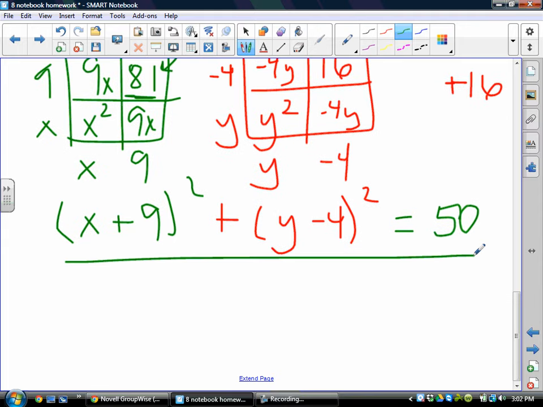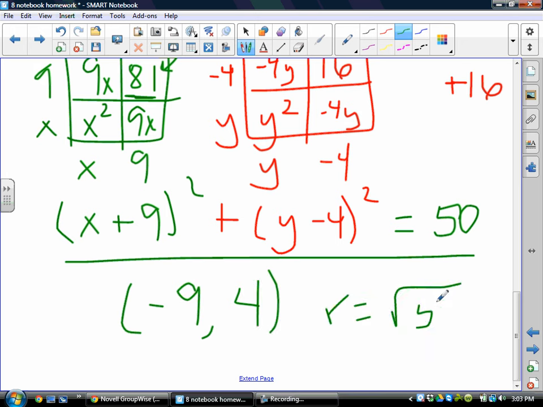Now that's not what it asked for. It asked for the center and the radius. And the center, again, is the opposite of the two numbers. So my center is going to be negative 9 for the x value, and positive 4 for the y value. And the radius, I could say it's the square root of 50.